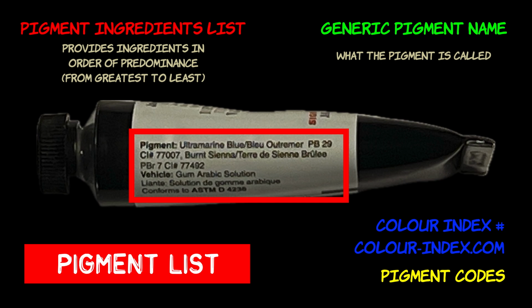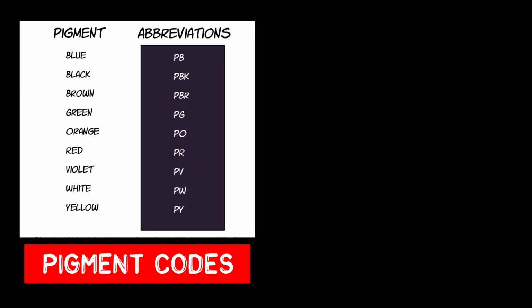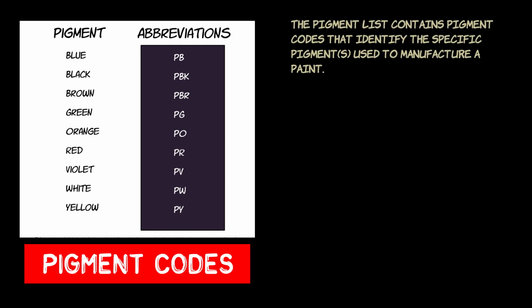Finally, there are pigment codes. Watercolorists most commonly use the pigment codes to help identify the constituent pigments and their component parts. The pigment code is a combination of an abbreviation for the hue and a number that indicates the specific pigment used. The table on screen shows the abbreviations for each basic color. The pigment list contains pigment codes that identify the specific pigments used to manufacture a paint.